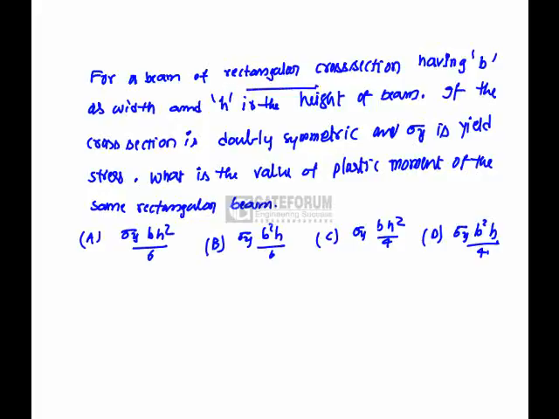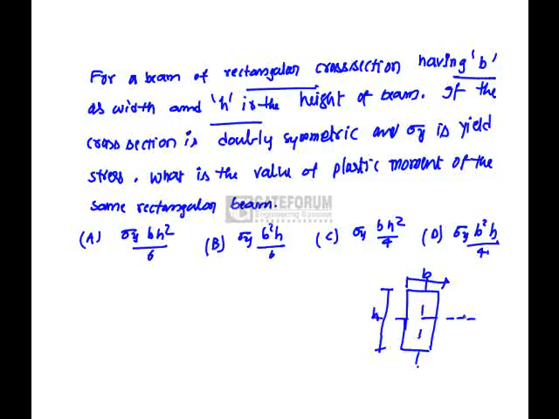For a beam of rectangular cross section having width b and h is the height. So if you take a rectangular cross section, the total height is given as h and it is having a width b. If the cross sectional area is doubly symmetric, along the length, along the width, it is h by 2 and h by 2. What we have to find out, sigma y is the yield stress that is given. What is the value of plastic moment of this same rectangular beam? For this rectangular beam we have to find out the plastic moment.